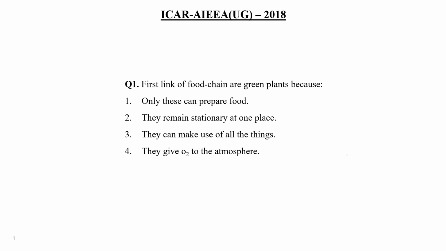First link of food chain are green plants. We all know this, right? What is the reason? Quickly tell me the answer. Because they can only prepare food, or they remain stationary at a place, or they can make use of all the things, or they give oxygen to the environment. Yes, you are right. Because these are the only type of plant which can prepare their own food. That's why green plants are put on the first position, first link of the food chain.